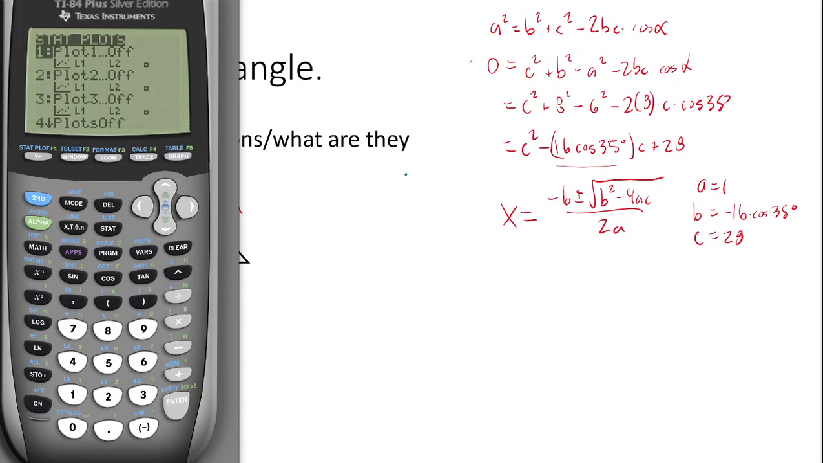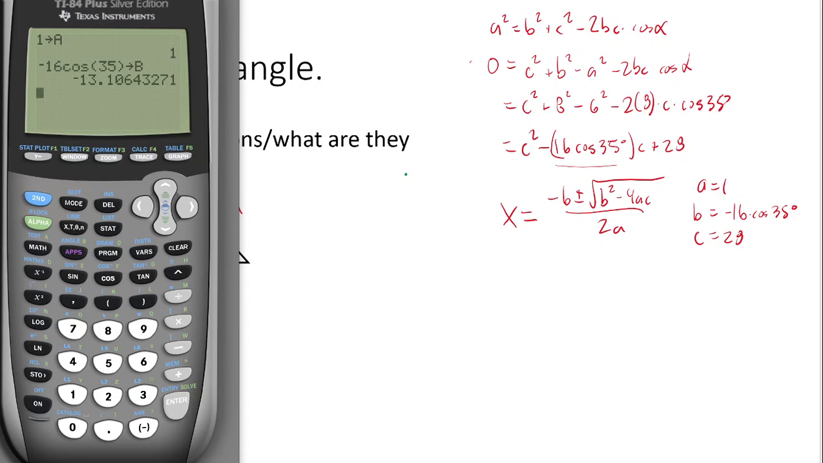We can even use our little fraction thing here, which makes it nice. So we have negative 16. Actually, you know what we can do? This will be cool, watch. We can say 1 and store that as a. We can say negative 16 times the cosine of 35 degrees, and we're going to store that as b.